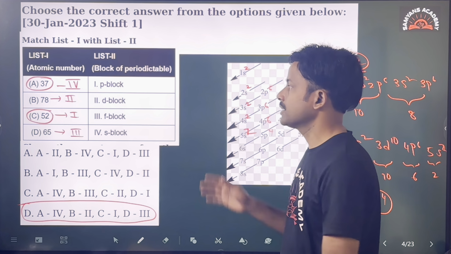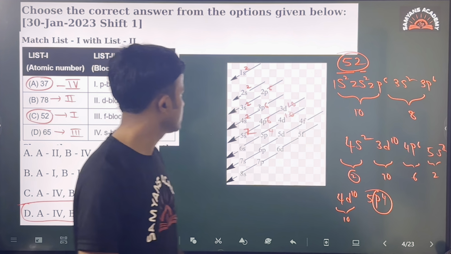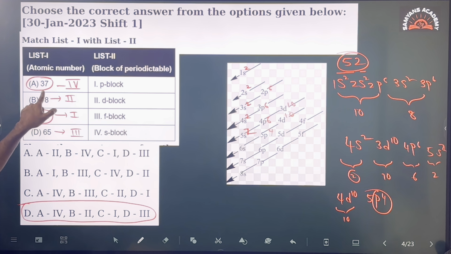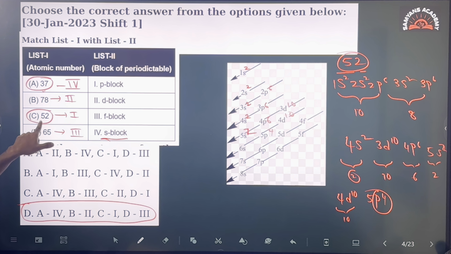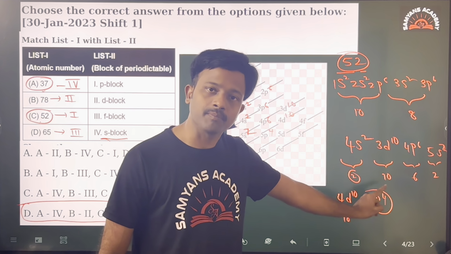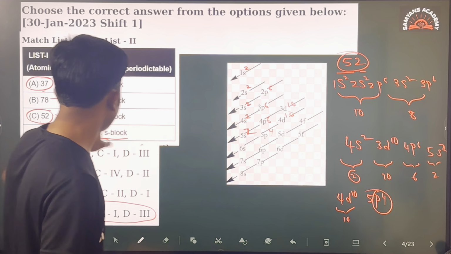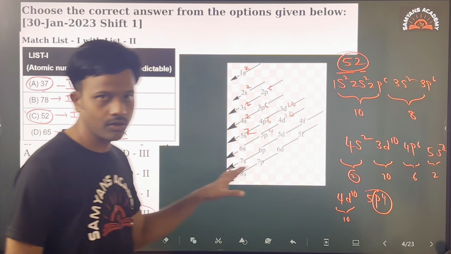Then you compare. For the 37th atom, the 37th electron enters into the S block, which means the element with atomic number 37 belongs to the S block. And for 52, the 52nd electron enters into the p block, which means the element with atomic number 52 belongs to the P block. In this way you have to check. Okay, is it clear?